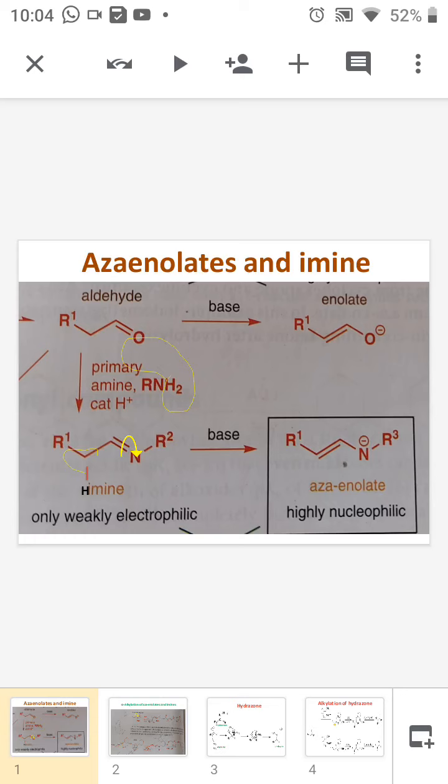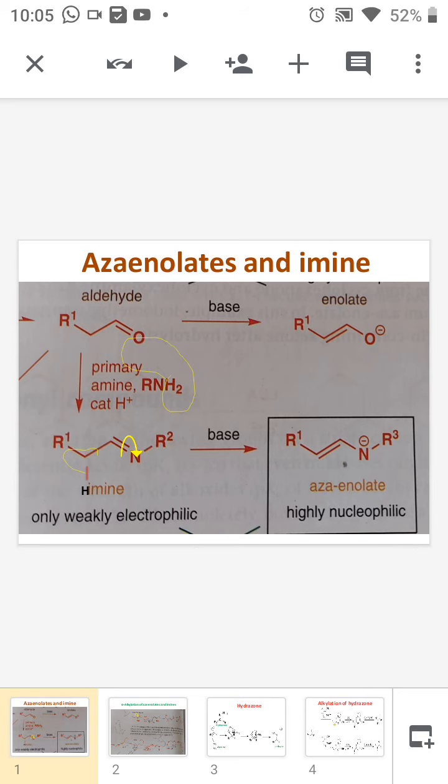Everybody. Today we will discuss the next chiral auxiliary, that is the aza-enolate and imines, and sulfoxides, chiral sulfoxides and hydrazones, which act as chiral auxiliaries. And we have already discussed the definition of the chiral auxiliary, that is an optically pure compound which is connected to the starting material and does the asymmetric synthesis, and after that we will remove the chiral auxiliary, and that is the role of the chiral auxiliary.